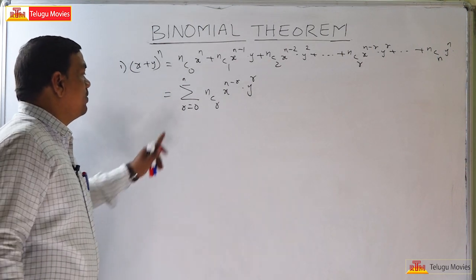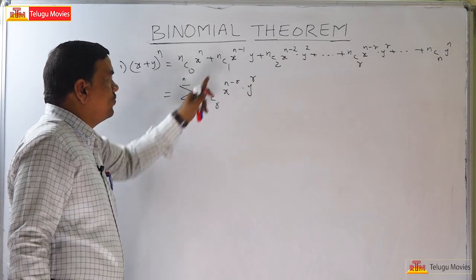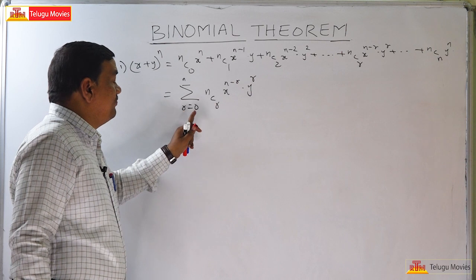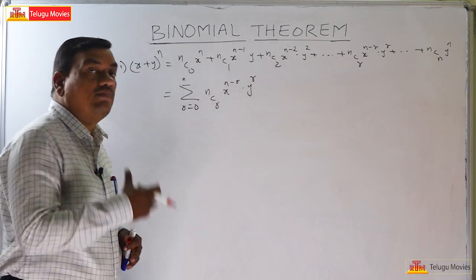So we can expand it. By putting r is equal to 0, we will get the first term. If we put r is equal to 1, you will get the second term. And if you put r is equal to 2, you will get the third term, and like that you will get the rest.